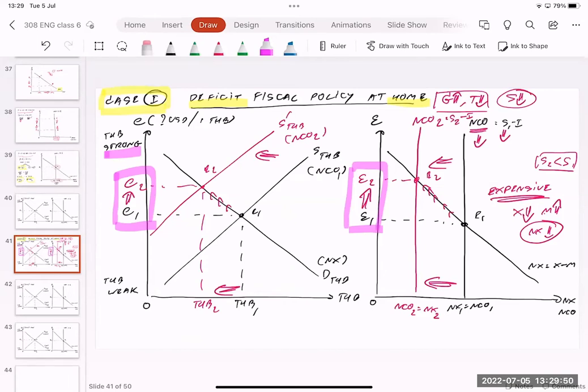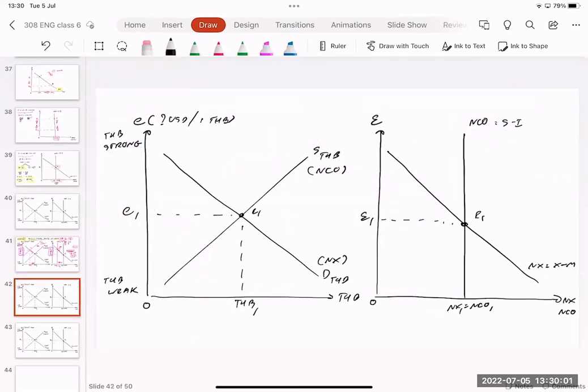Again, try to do the opposite case by yourself at home. For example, if they use a surplus fiscal policy, how is it going to be? Going to the second case. This is case number 2.